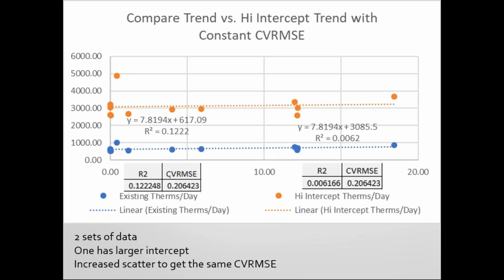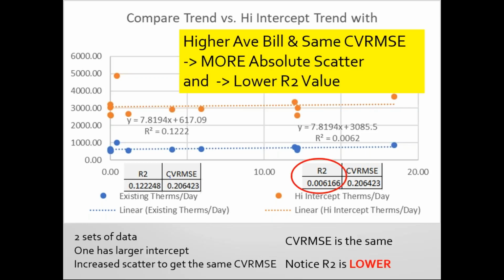I don't know if you remember, but two examples ago, I had the same scatter, the same absolute scatter on both, and I had different CVRMSEs, because it's divided by, I think, the average bill. So here, what I did was I increased the scatter so that my CVRMSE would be the same. So CVRMSE is the same, but the R squared is lower. So higher average bill, same CVRMSE, which will mean more absolute scatter and a lower R squared value. Because remember, more scatter meant lower R squared. We got that from the first one we did.